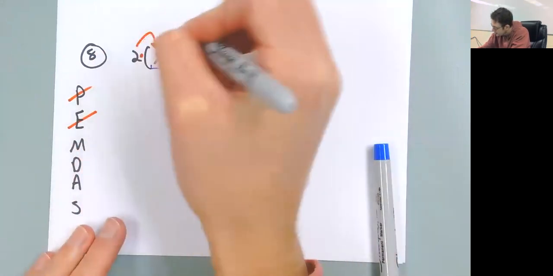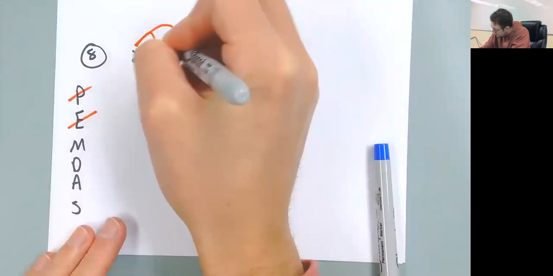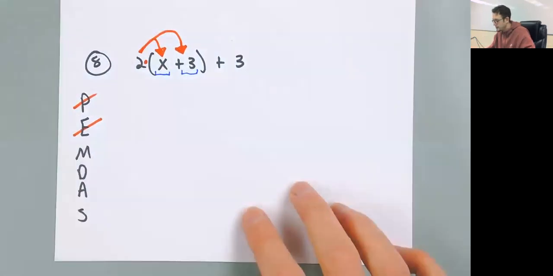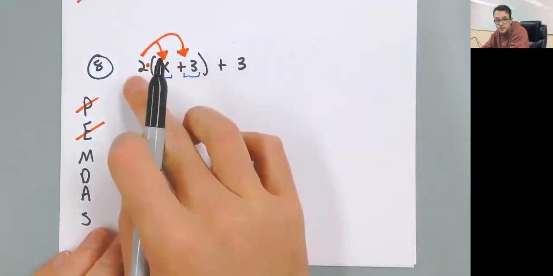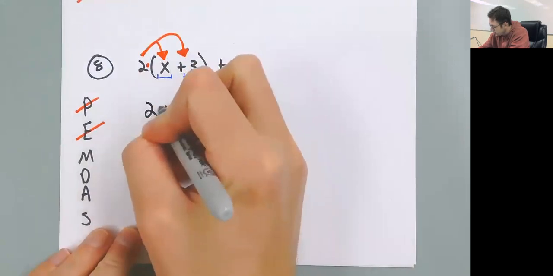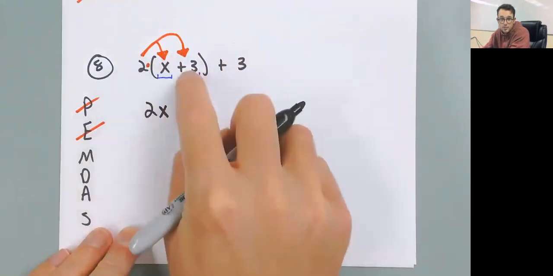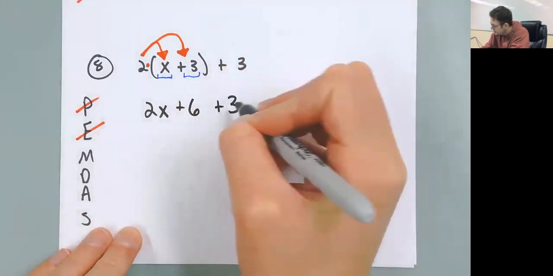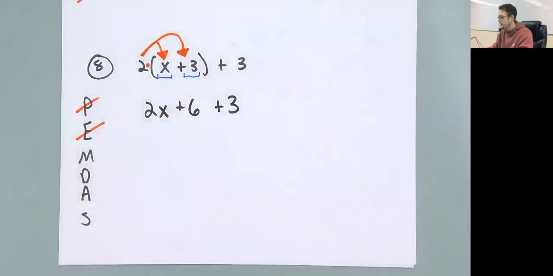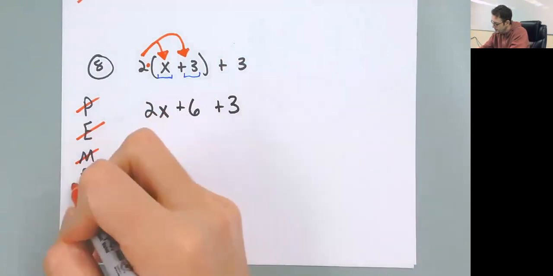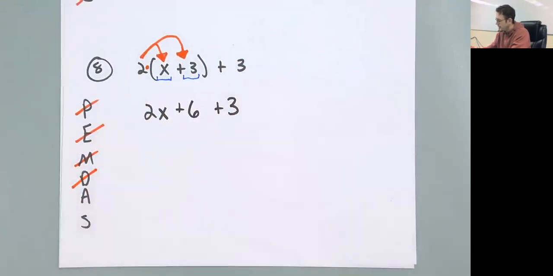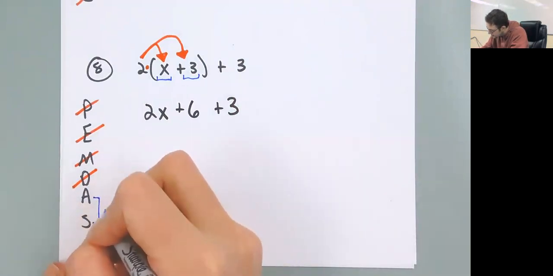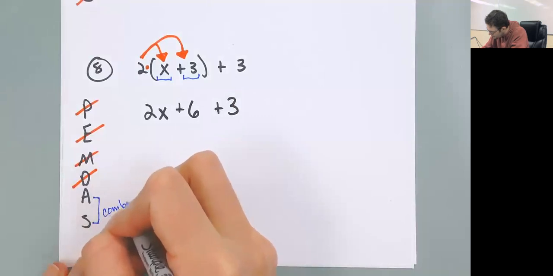Distribute. All right. So we're going to get 2 times x, 2x, 2 times +3, +6, and then we have this +3 here. All right, so we did multiplication. There's no division. Now we're down here to let's start combining stuff because we're on these last two. So, right, we're going to combine.